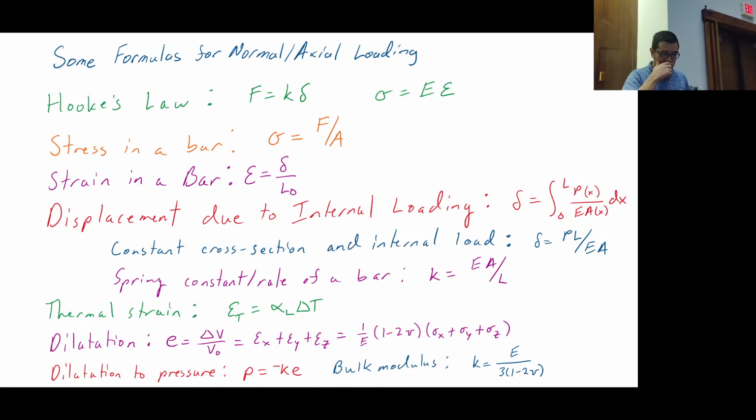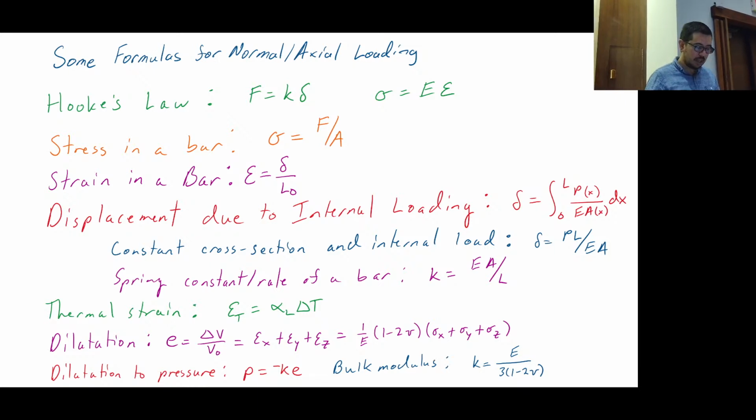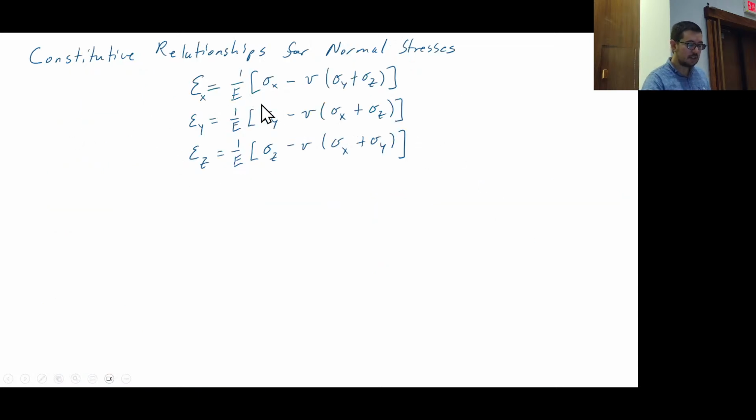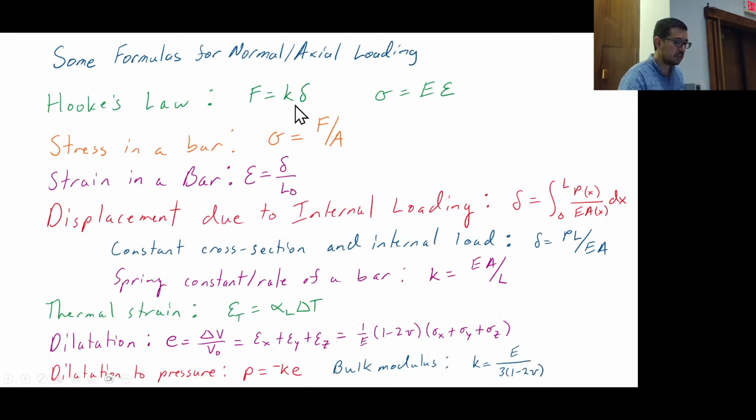So Hooke's law also has multiple forms. You can even argue that this is a form of Hooke's law. You can argue for sure that these two are forms of Hooke's law, and you can also argue that this is a form of Hooke's law, but now it has the Poisson ratio in there as well, for strain. Let's just go through these. F equals K delta, we just did that. Sigma equals E epsilon. Stress in a bar is the axial force divided by area. Strain in a bar is going to be delta over L naught.